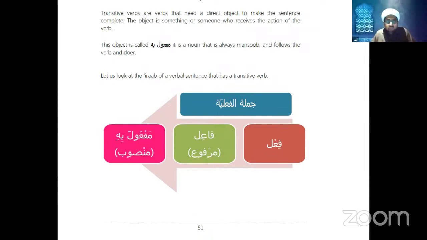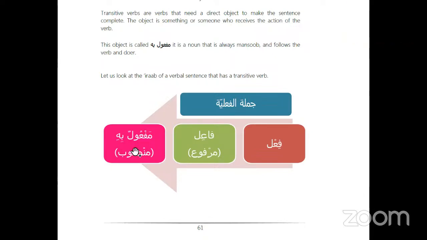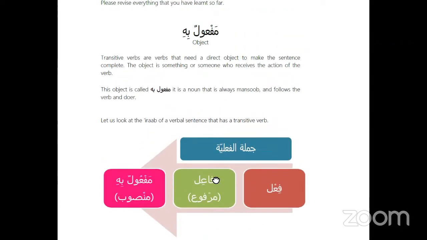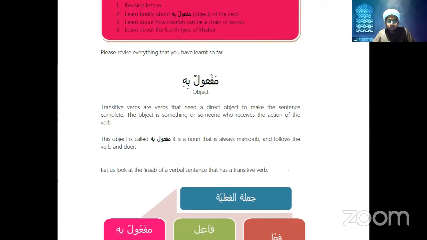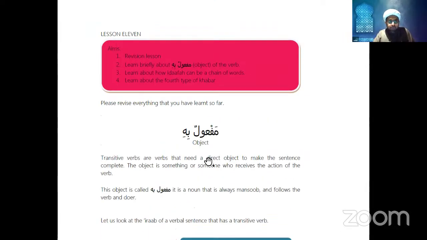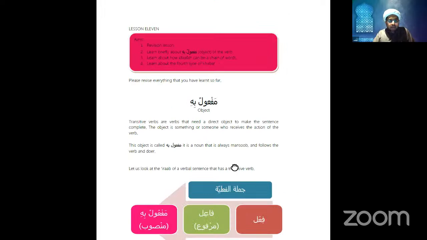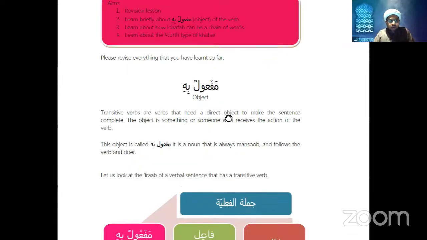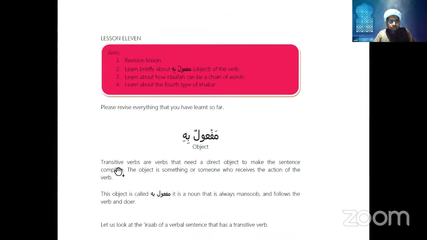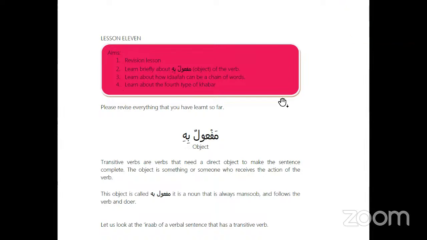And a transitive verb has three components or three parts: the verb, the doer, and the object. So this is the whole theme of this lesson, which we did in book 2. Now, as you're on the mic, Sister Fiza, can you kindly go through the main aims of this lesson, and then inshallah I will open the book and we'll go to lesson 11.